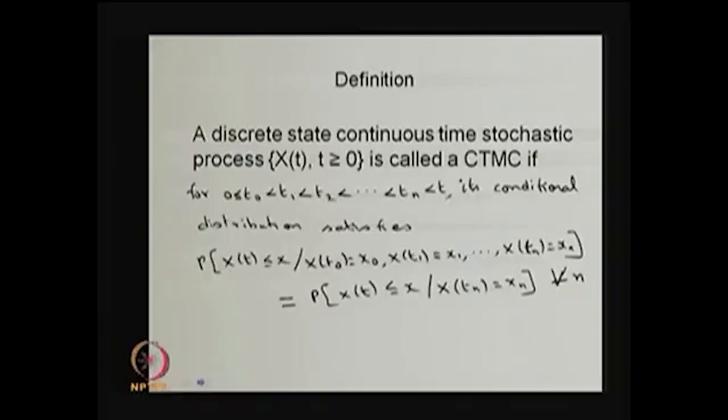Since this property is satisfied by a stochastic process whose state space is discrete and whose parameter space is continuous, that stochastic process is called a continuous time Markov chain. So, this is the definition. Now, we are going to give some more properties of the continuous time Markov chain and some simple examples, and I am also going to explain the limiting distribution and the stationary distribution for a continuous time Markov chain in this lecture.